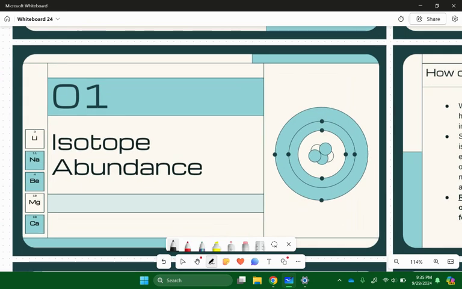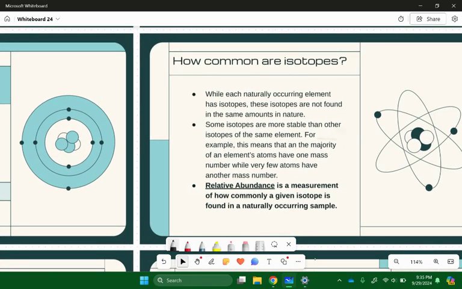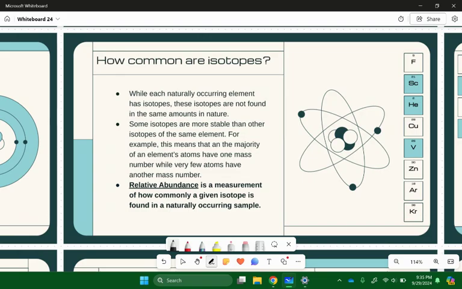Okay, so first I want to talk about isotope abundance. So the question is, how common are isotopes? So while each naturally occurring element has isotopes, these individual isotopes of an element aren't found in the same amounts in nature. Some isotopes are more stable than other isotopes of the same element. So this means that the majority of an element's atoms could have one mass number, while very few atoms have another mass number. Sometimes they're more balanced, but sometimes it's really not very balanced at all.